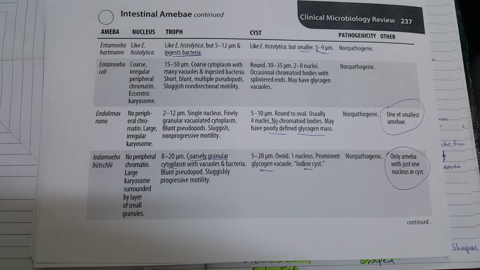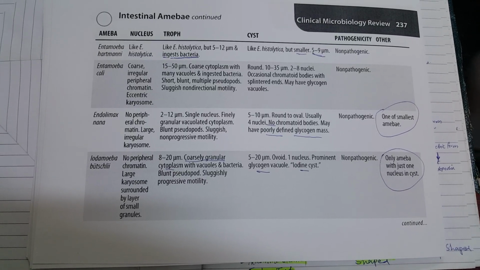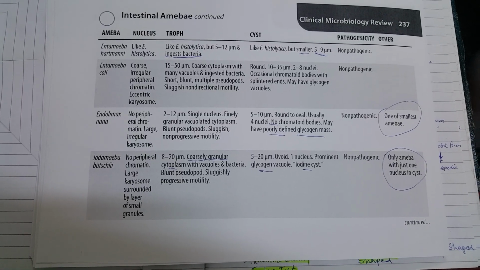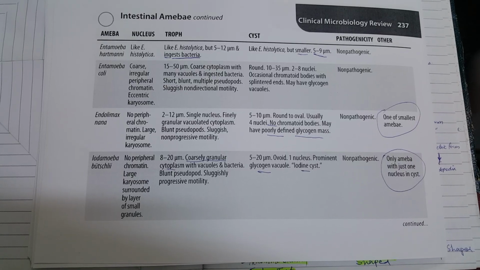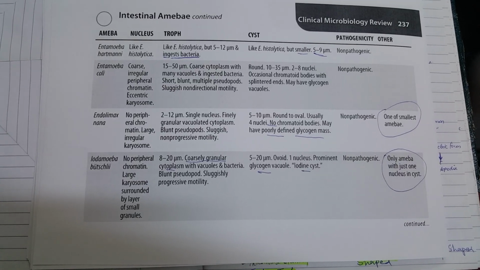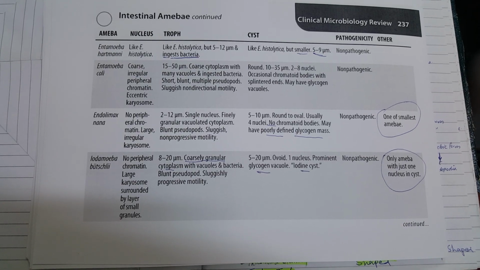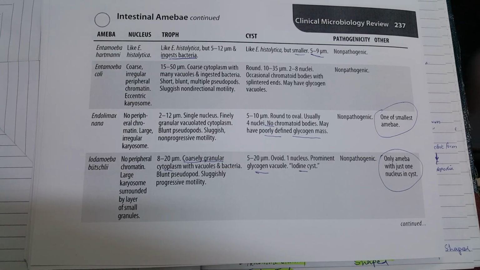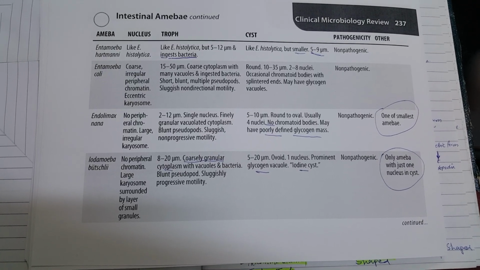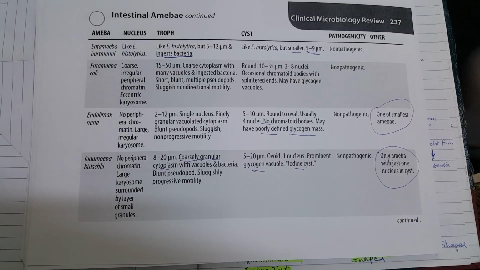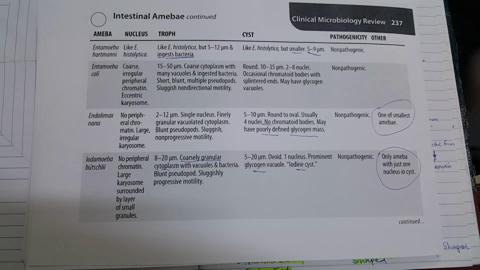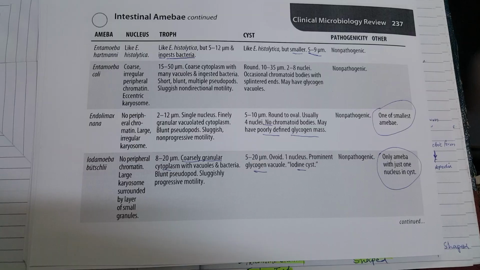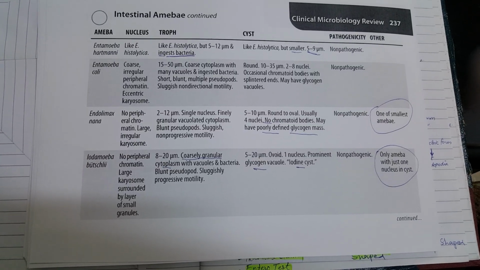Iodamoeba bütschlii and Endolimax nana have two distinguishing characteristics. One is the smallest amoeba, and Iodamoeba bütschlii is the only amoeba that has only one nucleus in the cyst. All of these four quite resemble Entamoeba histolytica, which is a pathogenic form. If we observe, Entamoeba histolytica does not have ingested bacteria, and all of these organisms have a common characteristic: they ingest bacteria instead of RBCs.